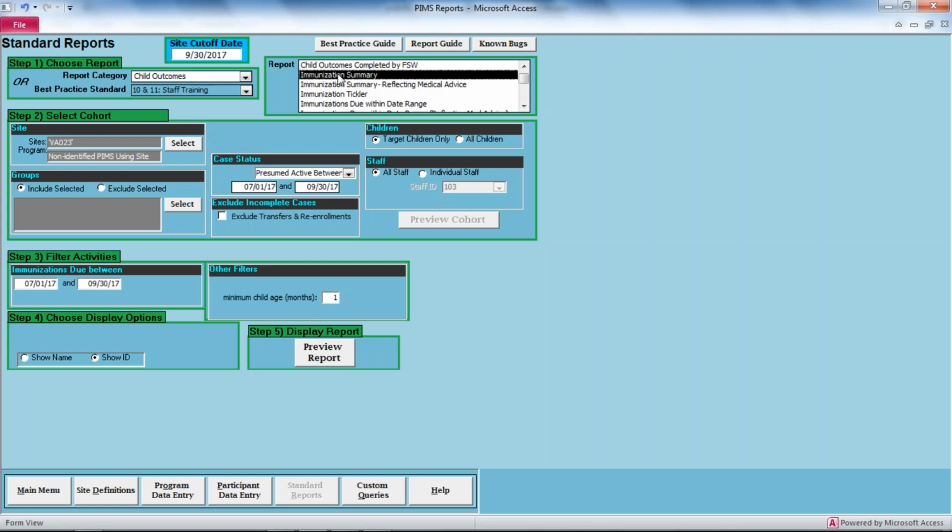Otherwise, just use the immunization summary. For this report, use either the immunizations due within a date range or the immunizations due within a date range reflecting medical advice.